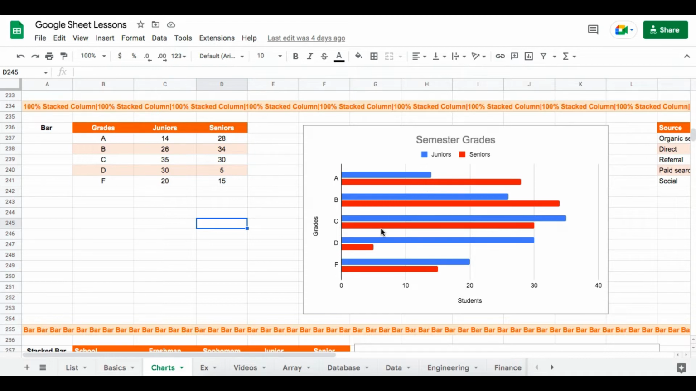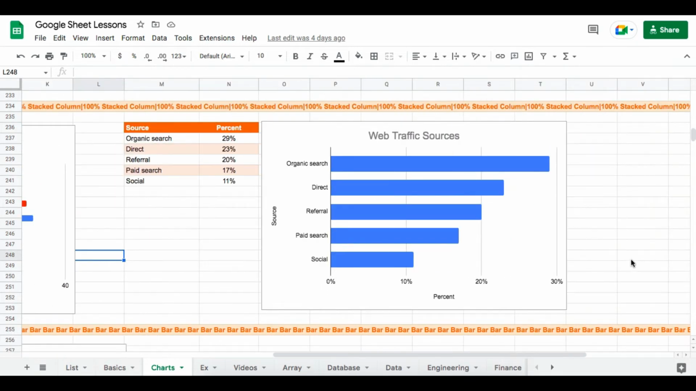And you can see the different distribution of the students and how much they got. Also, you can look at a web traffic source. So you have the different sources: organic, direct, referral, paid, search, and social. And then you have the different percentages. And then you can see that the most web traffic source is the organic search. And then you have the direct, and then you have the referral.